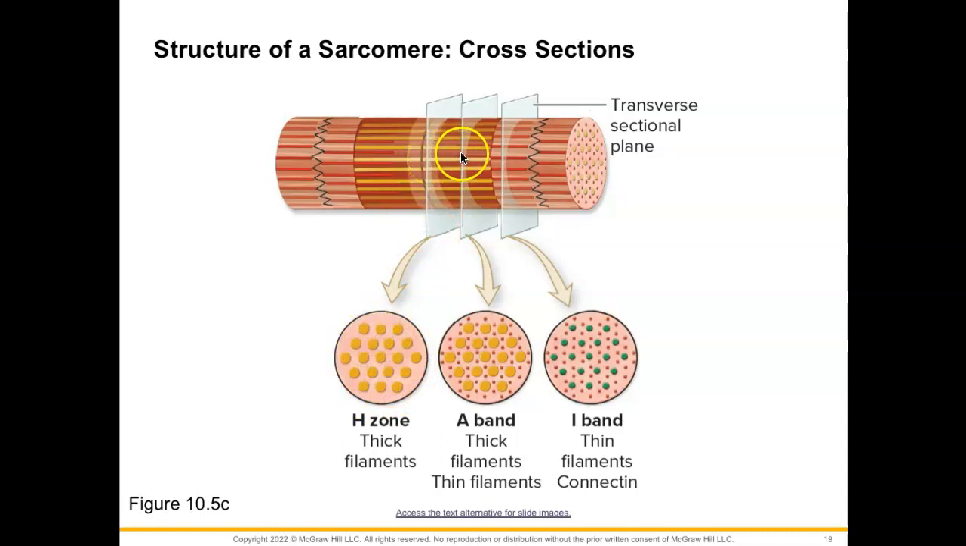And then if we move a little further out, this is where we have our A band because our myosin filaments and our actin filaments are overlapping one another. So that's what that looks like. And lastly, as we get closer to that Z-disc, we can see our I band. And when we look at this in cross section, we could see only our thin filaments.